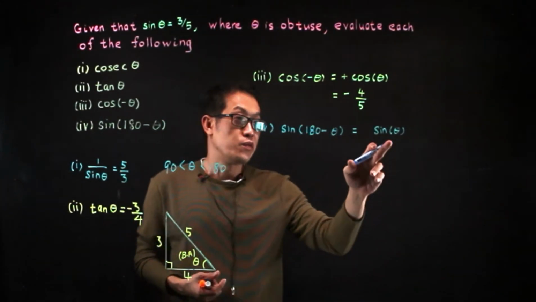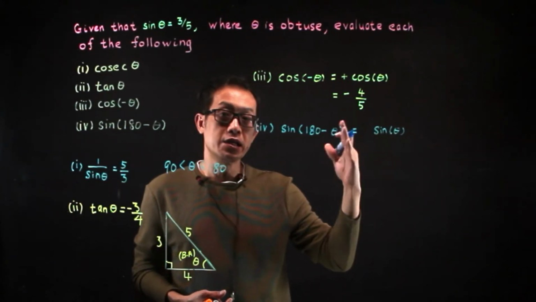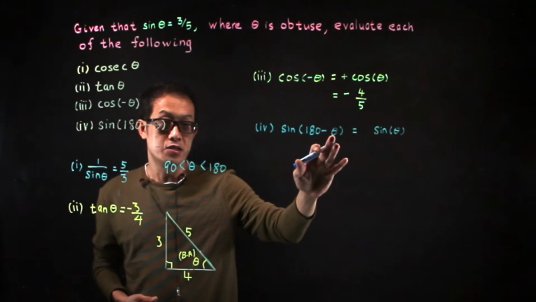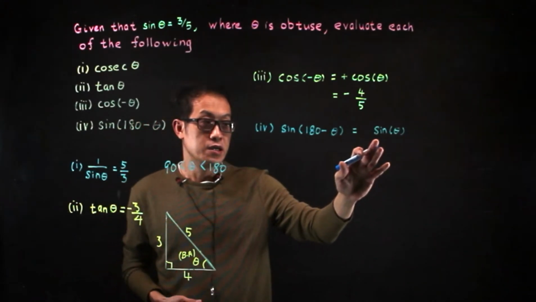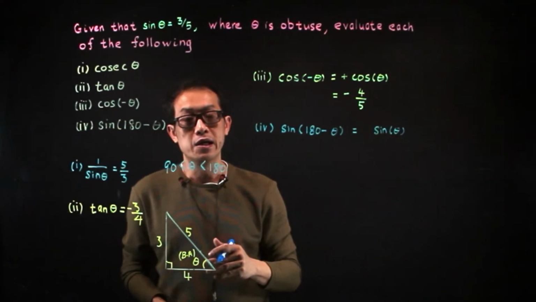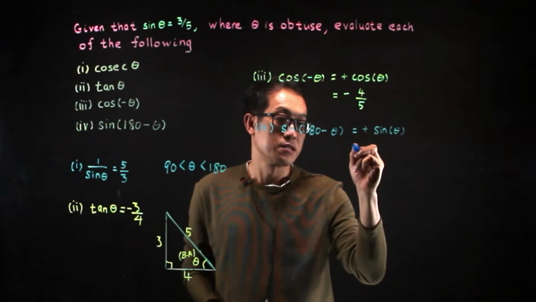So first, it will be easier if we imagine theta is in the first quadrant. Now if this is in the first quadrant, then this will be in the second quadrant. Sine theta is positive in the first quadrant, it's also positive in the second quadrant. So this is plus.